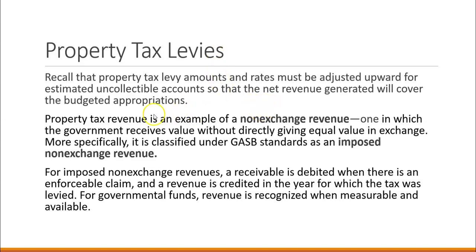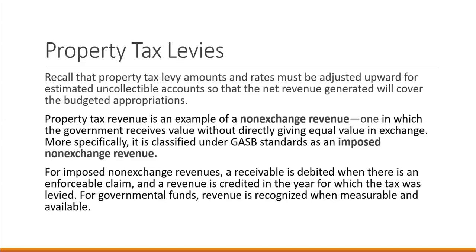Okay. So property tax revenue, which we have as an example of a non-exchange revenue, one in which the government receives value without directly giving equal value in exchange. Okay, so property tax revenue is used for things like school funding, so for public schools, it can be used for roads, city infrastructure, different things like that. And where we say receives value without directly giving equal value, it's because each citizen experiences that value differently.